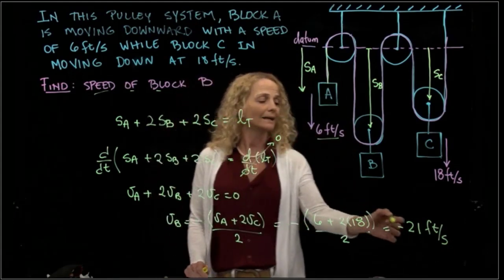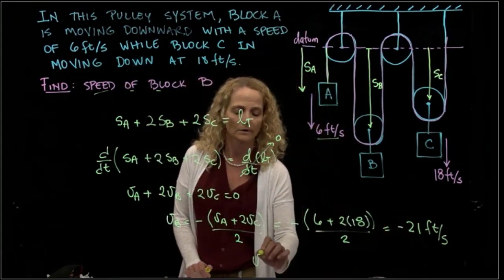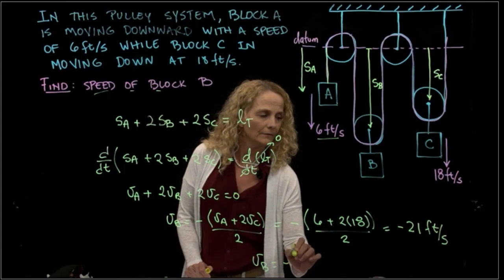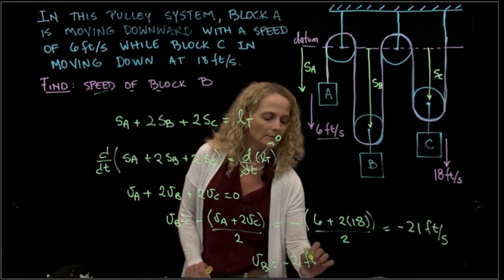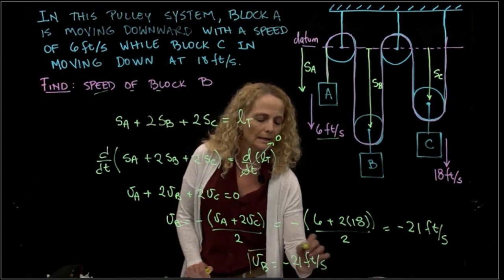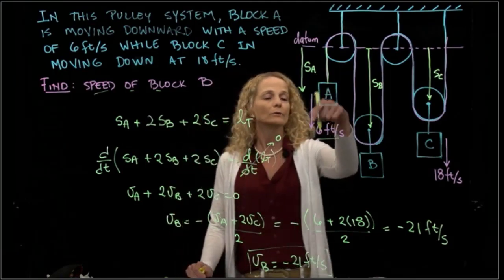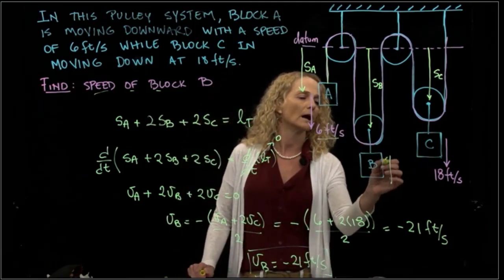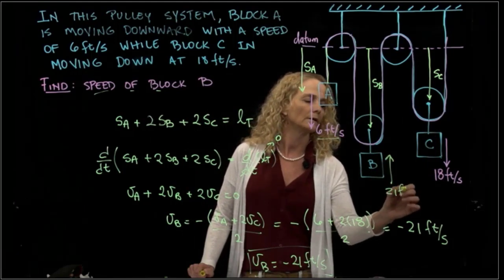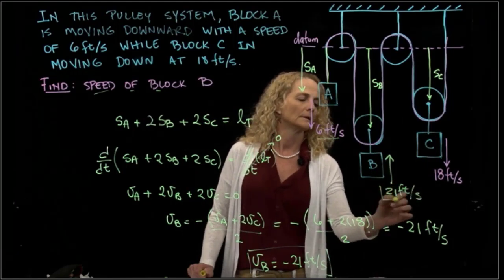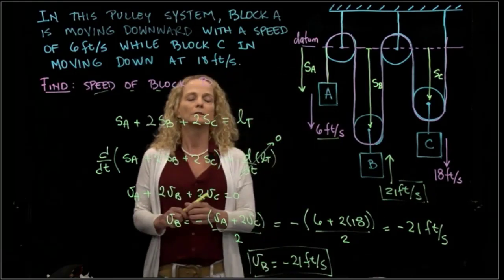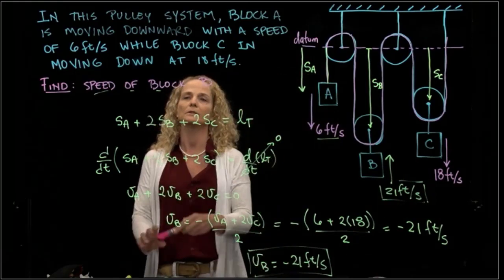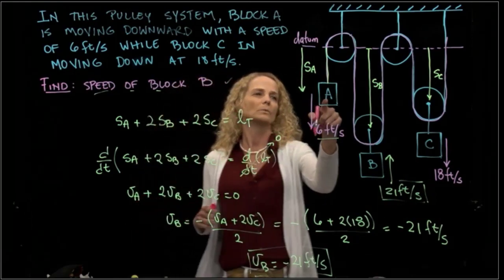What does that negative sign mean? So we have the velocity of B, negative 21 feet per second. What does that negative sign mean? That those are going downwards, and this is going in the opposite direction. So this is going upwards 21 feet per second. That's our velocity of block B. So we found the speed of block B related to block A and block C.